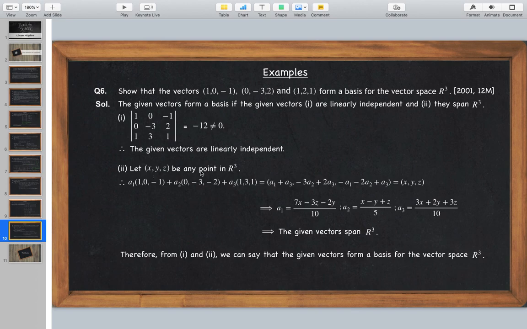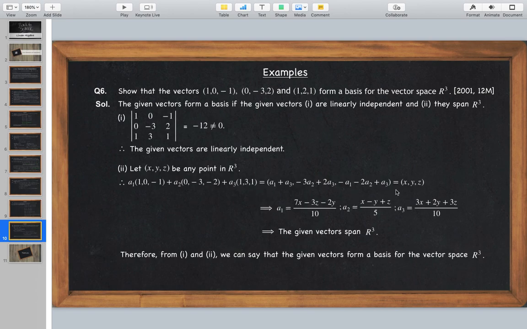Now let (x, y, z) be a point in R3. So a1 times the first vector plus a2 times the second vector plus a3 times the third vector, that is the linear combination of these three vectors, can be written like this, and this should be equal to a point in R3 which is (x, y, z). So we can find a1, a2 and a3 as a function of x, y and z.